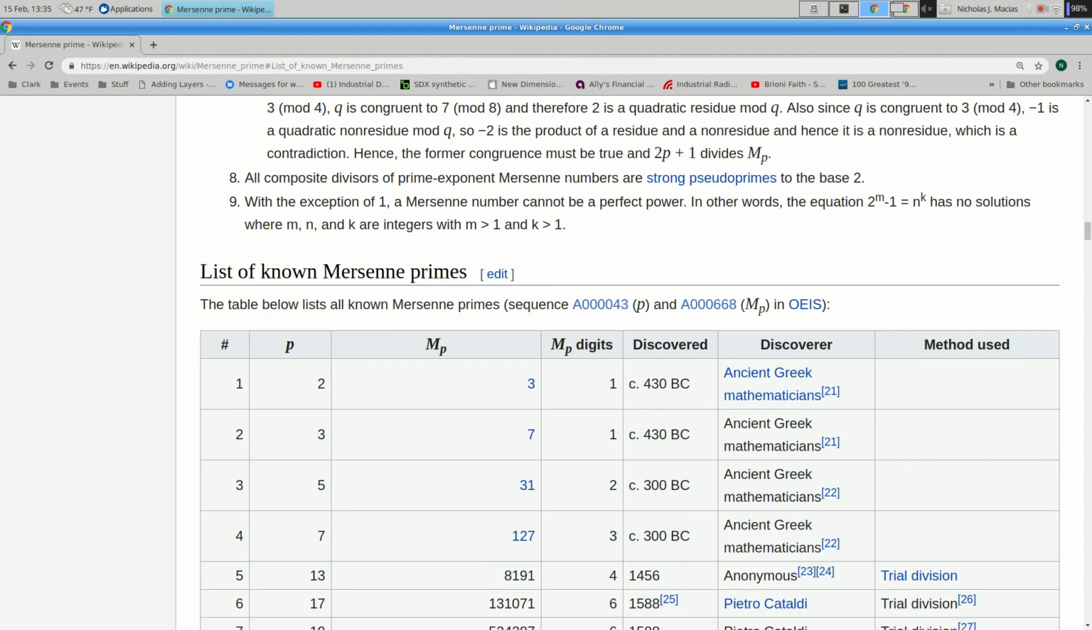So if your prime number is 2, 2 to the 2 minus 1 is 3, that's a prime number. So that was discovered 430 BC. 3 is another prime, 2 to the 3 minus 1 is 7, that's prime. 2 to the 5, 2 to the 7, those are all giving you prime numbers. 2 to the 11th minus 1 is not prime. Okay, 2 to the 11th minus 1 is 2047, and that's not a prime number. Even though it sounds prime, it's divisible by something.